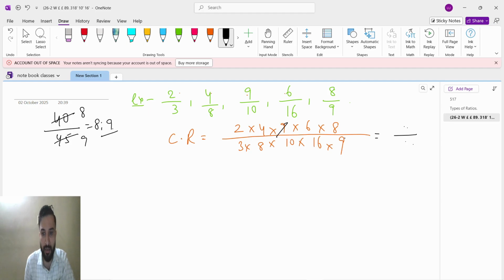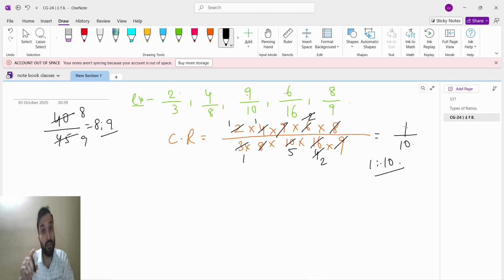Now see, 9 and 9 will get cancelled, 8 and 8 will get cancelled. Then 2 1s are 2, 2 5s are 10 will get cancelled, 4 1s are 4, 4 4s are 16 will get cancelled. Then 3 1s are 3, 3 2s are 6 will get cancelled. Then again in the numerator it is 2, so again 2 will get cancelled. So in the numerator we got 1, in the denominator we got 5 2s are 10, so 1 is to 10. The compound ratio is 1 is to 10.